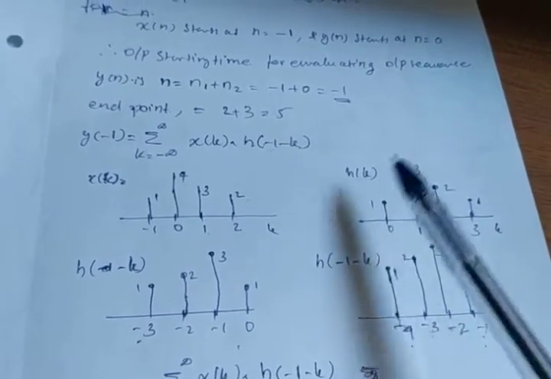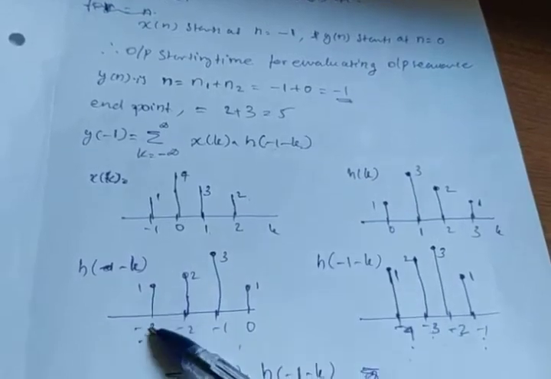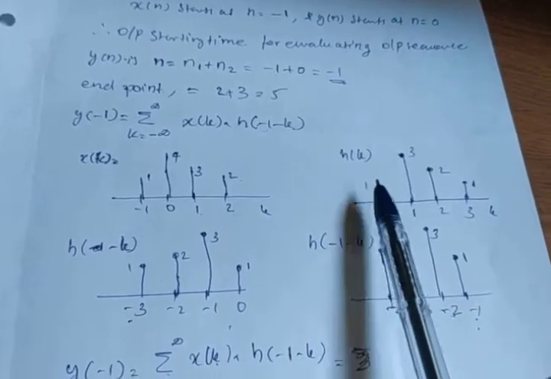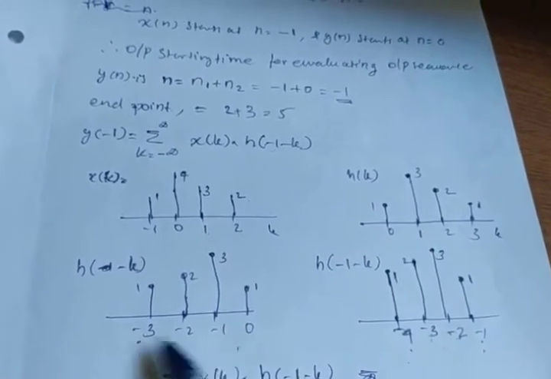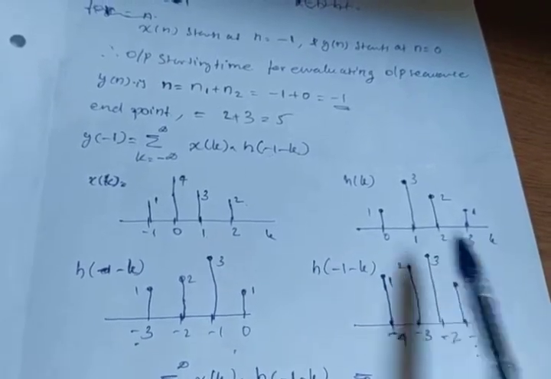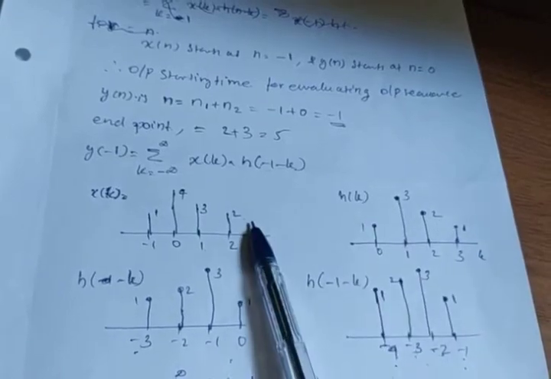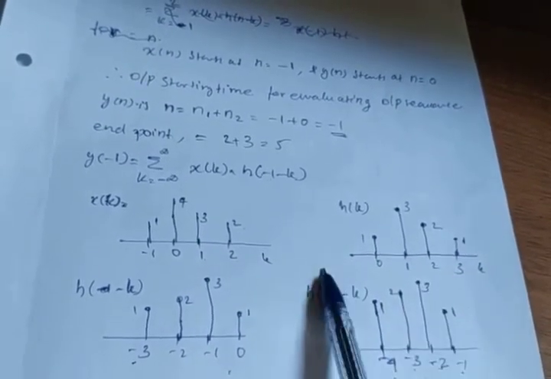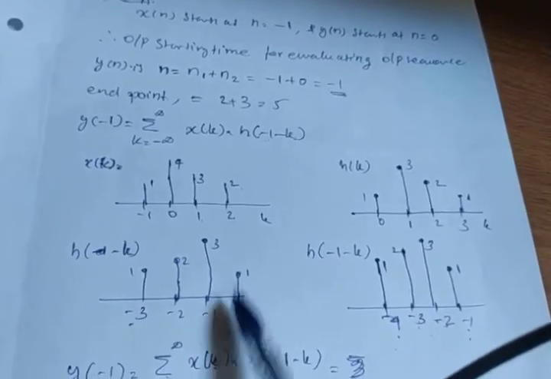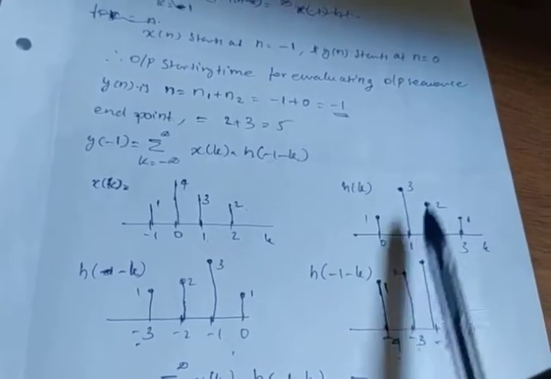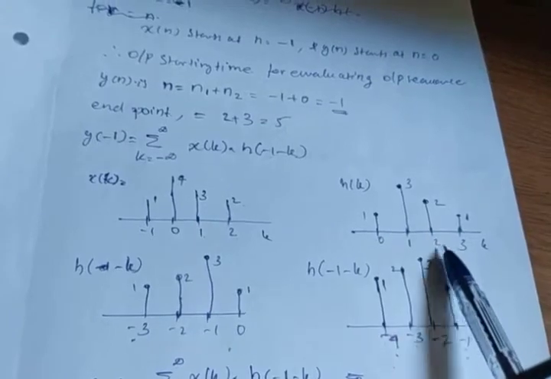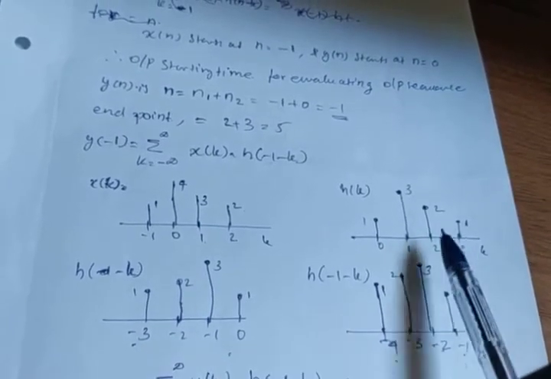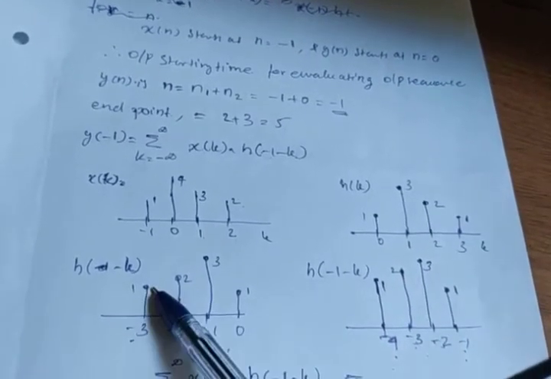Just flip this. This is h of k. Just flip it and you will get h of minus k. At 0 it is still 1, and the other positions become negative. That means you take the mirror image with respect to 0. You flip the entire time axis: 1 becomes minus 1, 2 becomes minus 2, 3 becomes minus 3, but the amplitude is constant. At minus 1 it is 3, at minus 2 it is 2, at minus 3 it is 1.